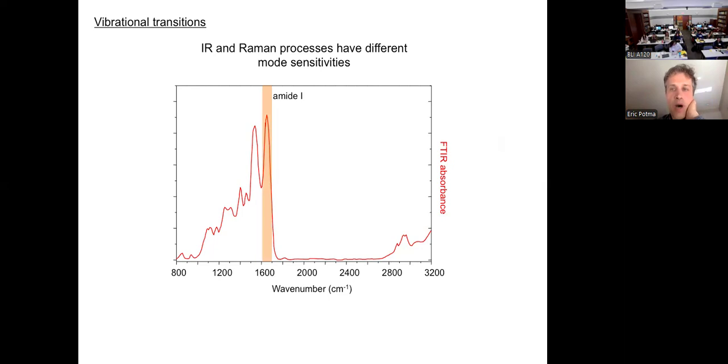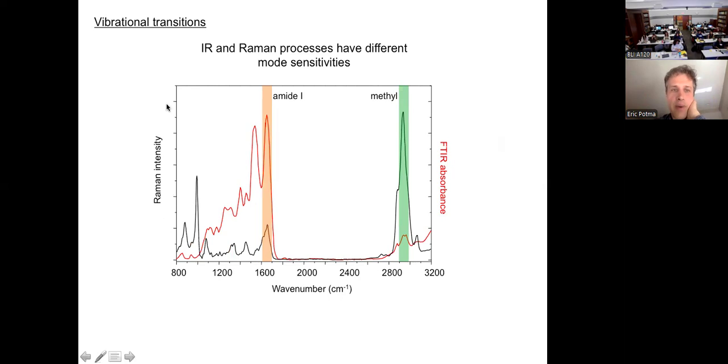So that is the amide 1. That is basically a protein. This is methyl stretches, which means a lot of organics, predominantly actually lipids, it turns out. And this is the Raman intensity. So we have IR absorption, Raman intensity. For Raman, you see the same kind of lines show up, although their relative ratios are kind of different, as you may notice.